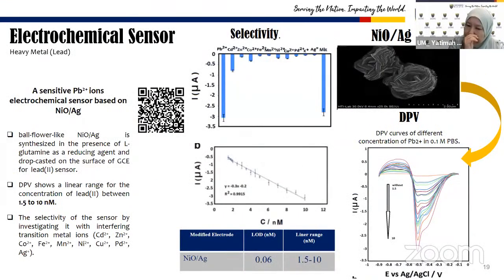To give more details, I have a few paper publications based on electrochemical sensors. You can always look into more details. These are all work done by students.